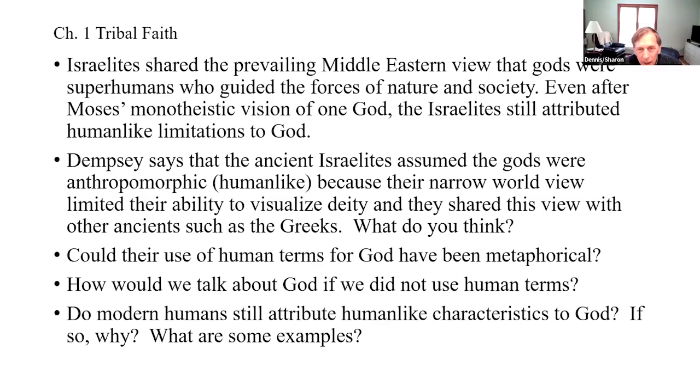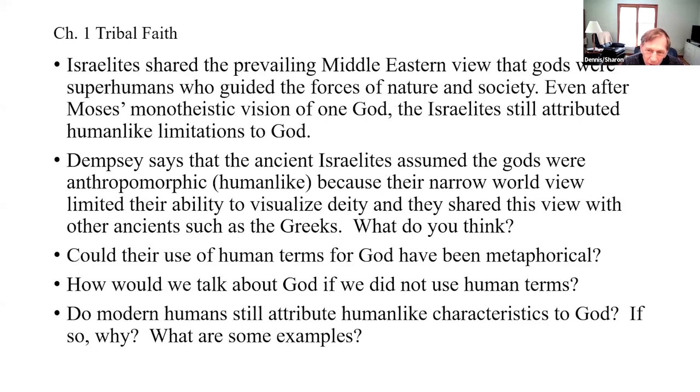Dempsey spends quite a bit of time on the belief in human-like limitations of God, and God having human-like characteristics and even having a physical body. He says that long ago, the Israelites thought the gods were just superhumans who guided the forces of nature and society. But even after Moses, with his monotheistic vision, they still had these human-like characteristics for God.